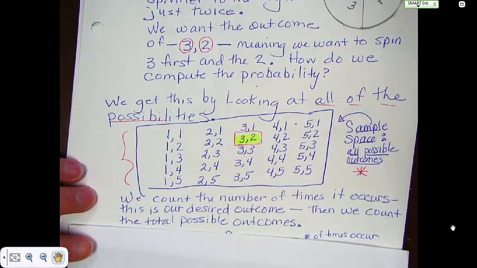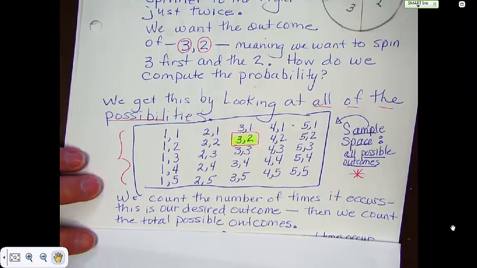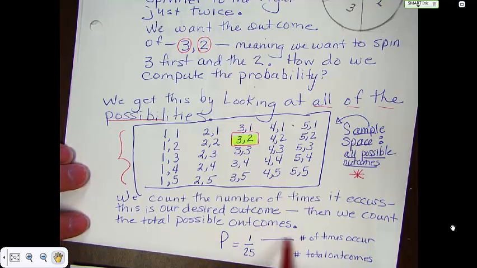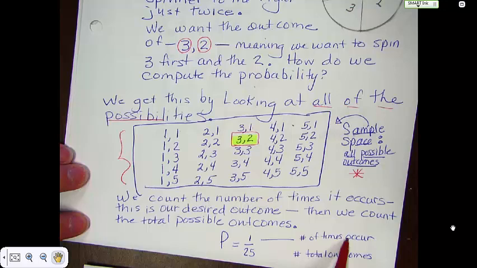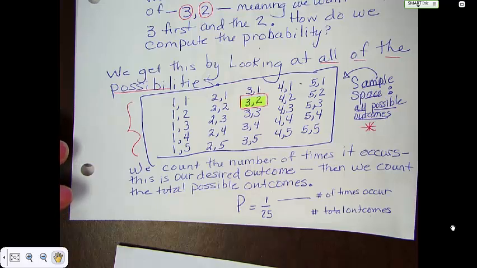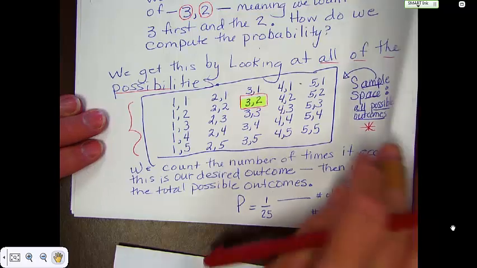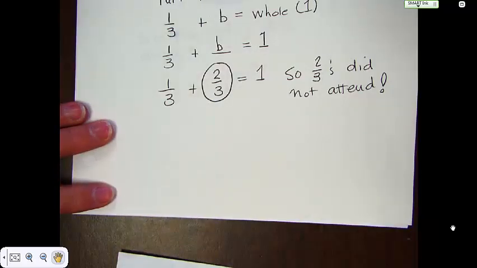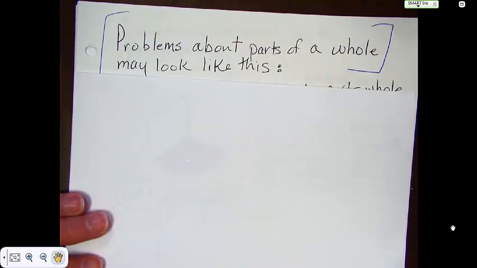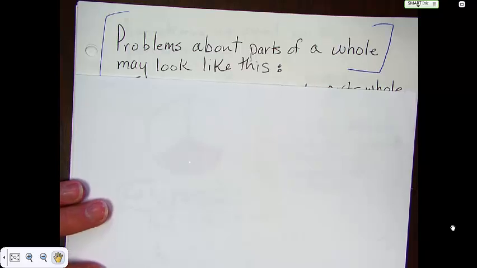25. So if we count the number of times it occurs, that's our desired outcome. When we count it, we end up with the probability is the number of times it's going to occur, theoretically, out of the total times that it could occur, which is 25. So the probability of getting 3 and then 2 is 1 out of 25 times. I hope that makes sense. It did to me. Okay, now this is the last part of the lecture, and this goes back to parts of a whole. And this is pretty quick, so it won't take you too long.